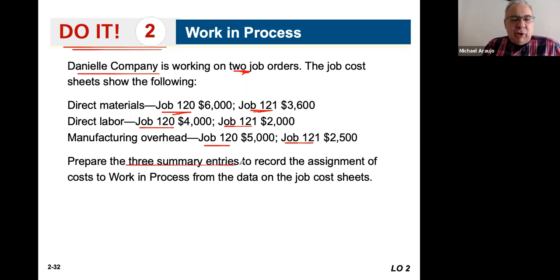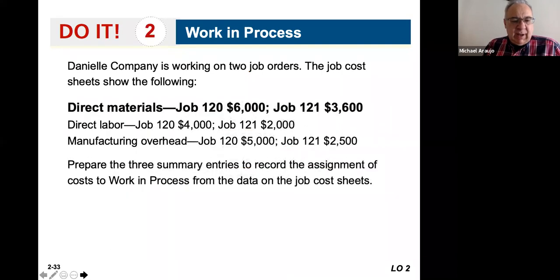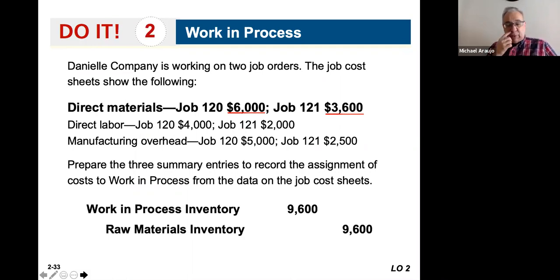So now what you have to do is prepare the entries as they are assigned to work in process inventory. So again, direct materials, you have 6,000 of direct materials for job 120, 3,600 for job 121. You would debit the work in process inventory for $9,600. That shows those materials going over to work in process inventory and coming out of the raw materials inventory.